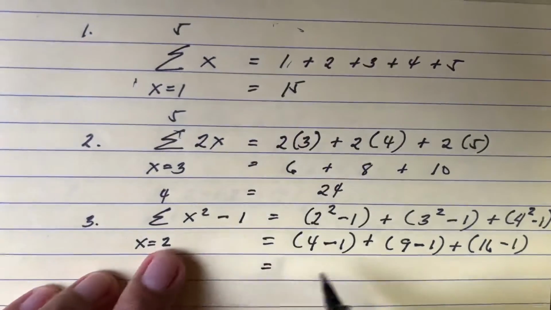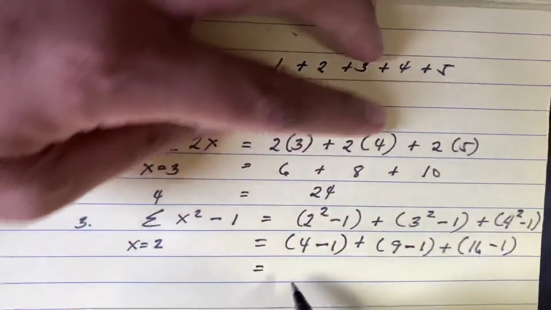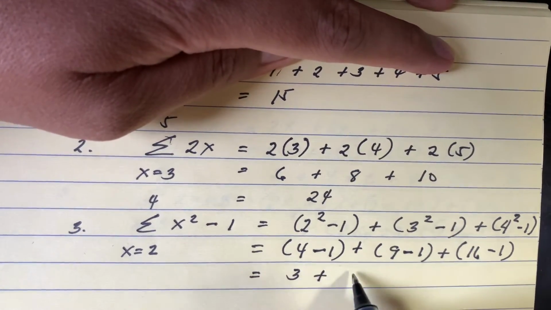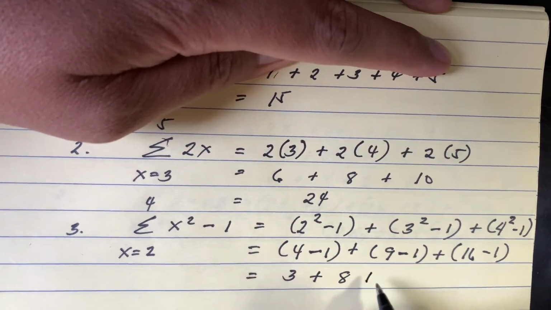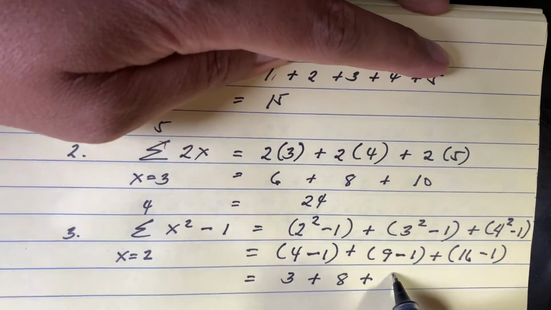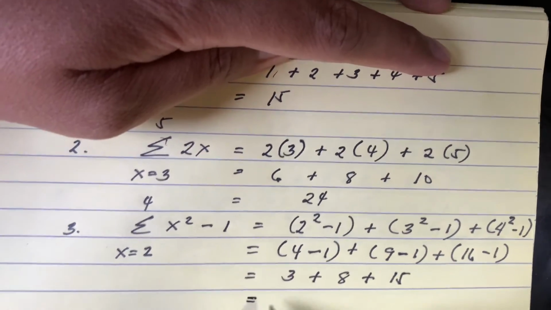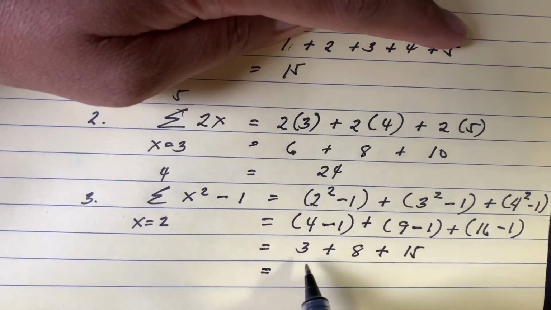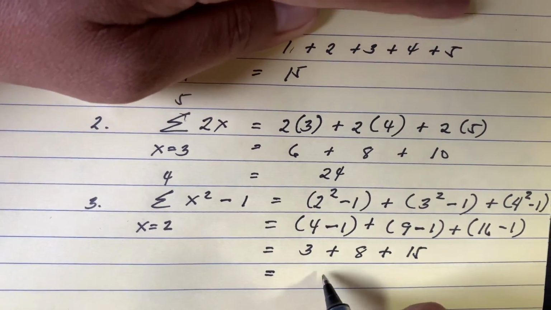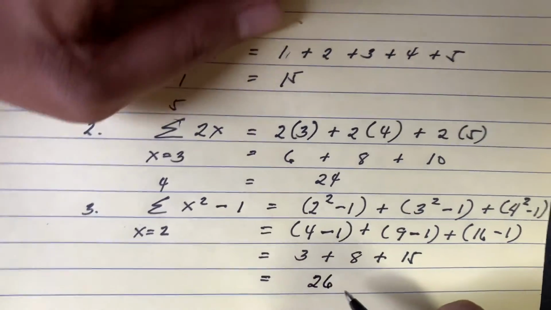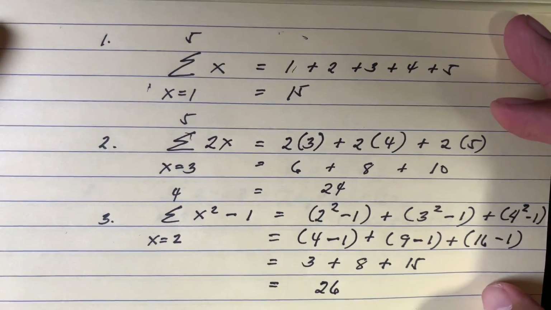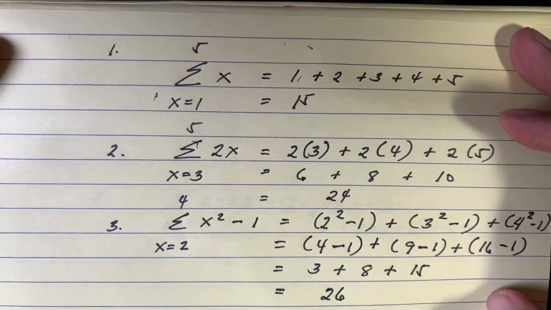Then we have now 4 minus 1 is 3, plus 9 minus 1 is 8, plus 16 minus 1 is 15. So now let us add, get the sum. So we have 3 plus 8 is 11, plus 15 is equal to 26. So that's it. That's how summation notation works. Thank you.